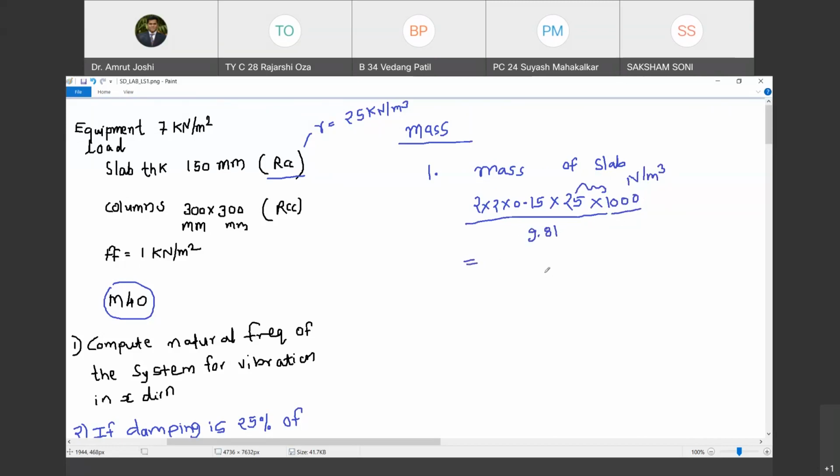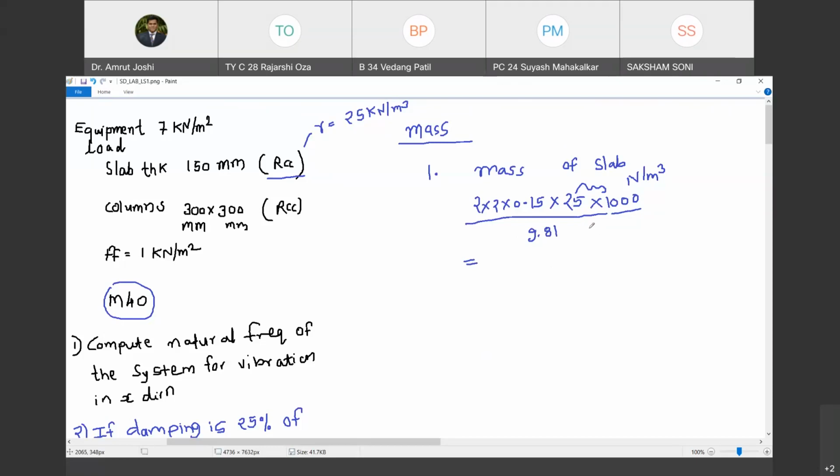So let us try to compute this. Let me start the calculator. 1 minute. Are you with me till this point? Please type your response in the chat box so that I can understand. Is there any problem till here? Please type your response in the chat box.